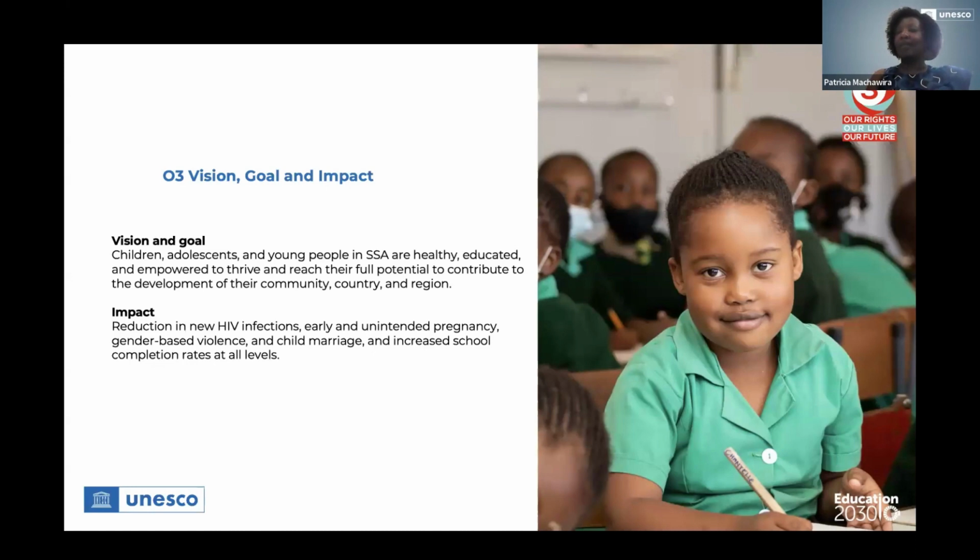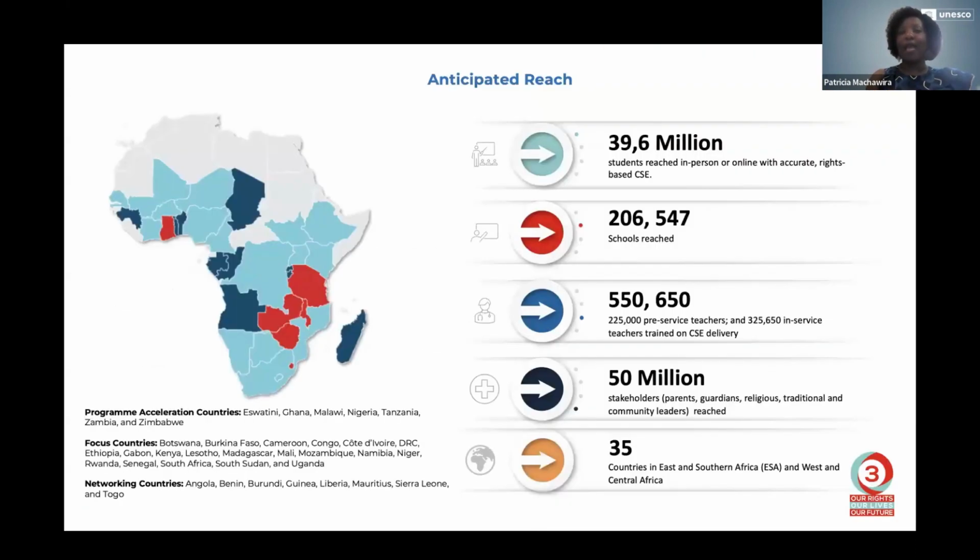For us in East and Southern Africa region, you may be aware that we are the region which suffered quite extensively from high HIV infection rates. We still do, and our adolescent girls and young women in the region are still very much affected, and early and unintended pregnancy also results in young people not being able to continue with their education.